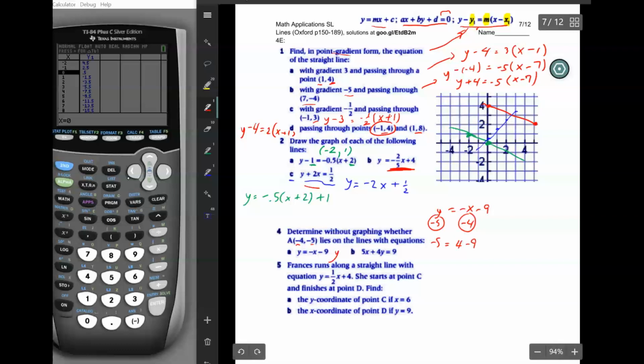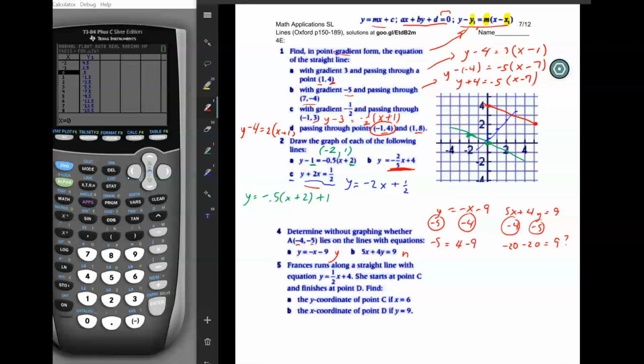Okay, and what about for 5x plus 4y equals 9? Let's put negative 4 in for x, and let's put negative 5 in for y. So that would be 5 times negative 4 is negative 20. 4 times negative 5 is negative 20. Does negative 20 minus 20 equal 9? No. Okay, so negative 4 and negative 5 are not on those lines.